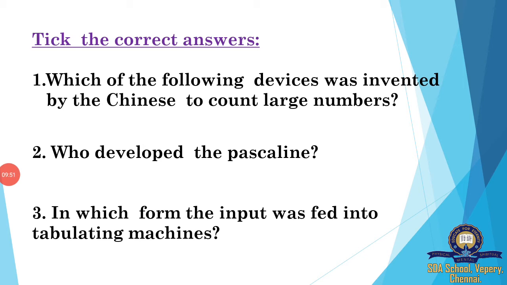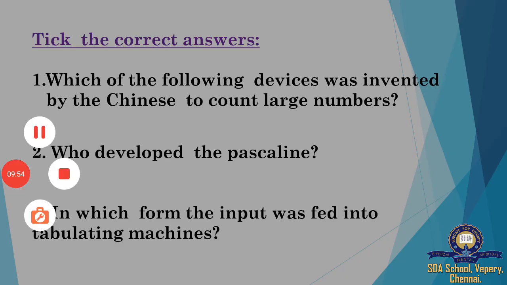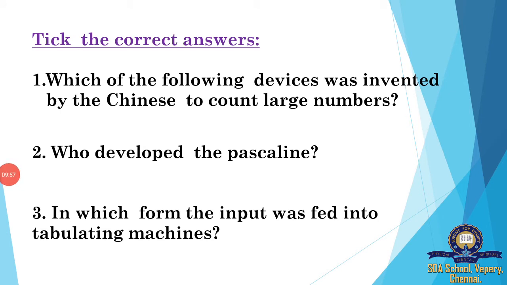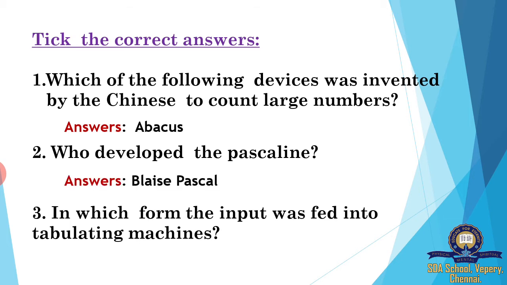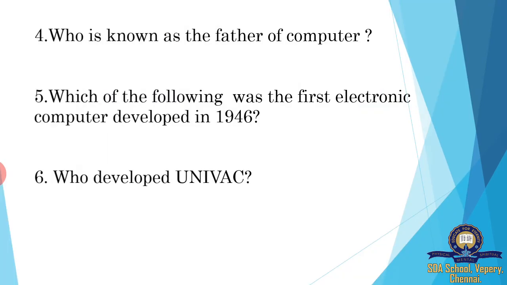Which of the following devices was invented by the Chinese to count large numbers? That is abacus. Yes, abacus was the first calculating device. Then who developed the Pascaline? Yes, Blaise Pascal. In which form was the input fed into a tabulating machine? Punched cards. By punched cards, an input was fed into a tabulating machine. Who is known as the father of computer? We all know, Charles Babbage.